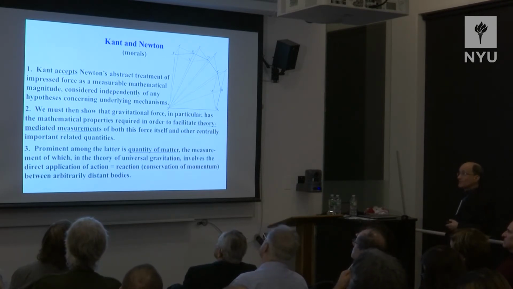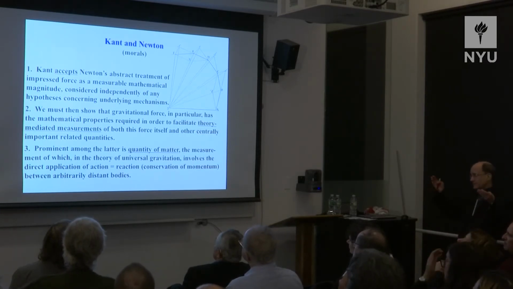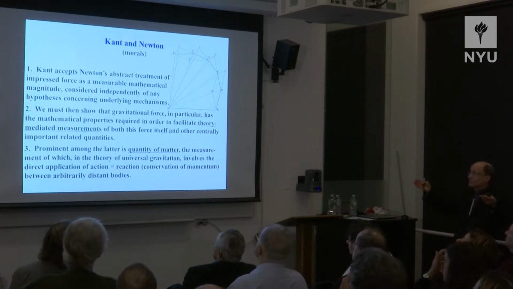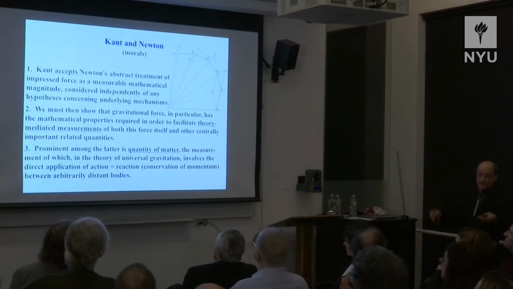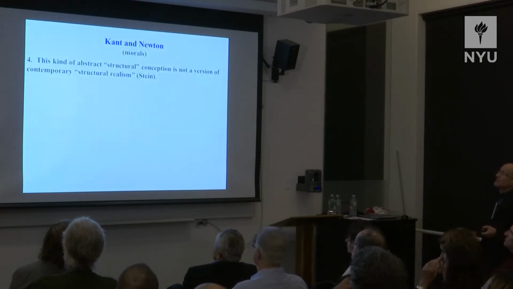Furthermore, prominent among these quantities is quantity of matter, the measurement of which in the theory of universal gravitation involves a direct application of action and reaction, conservation of momentum, between arbitrarily distant bodies. In that sense, there's some kind of commitment to at least momentum conservation at a distance by Newton. That was the point Kant was really emphasizing.